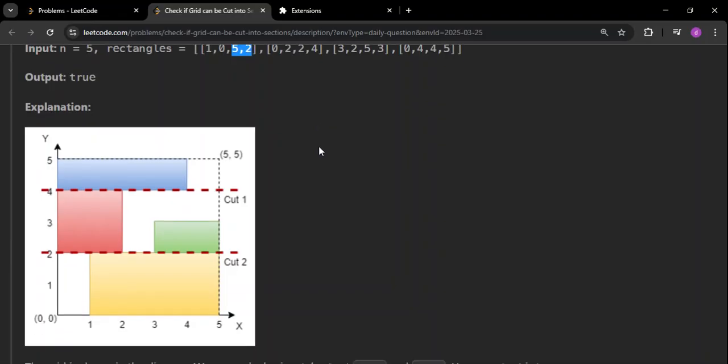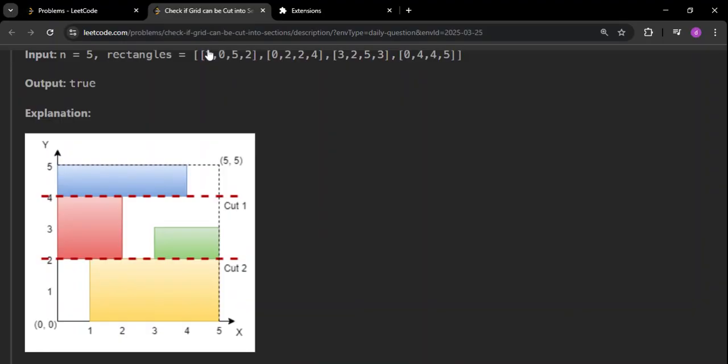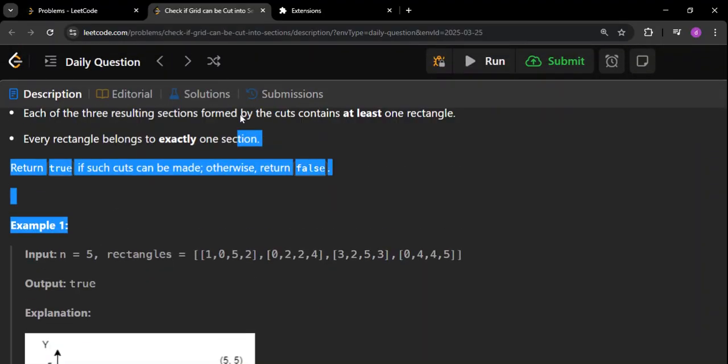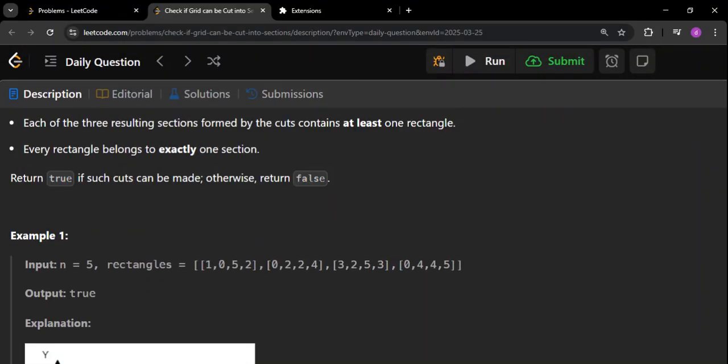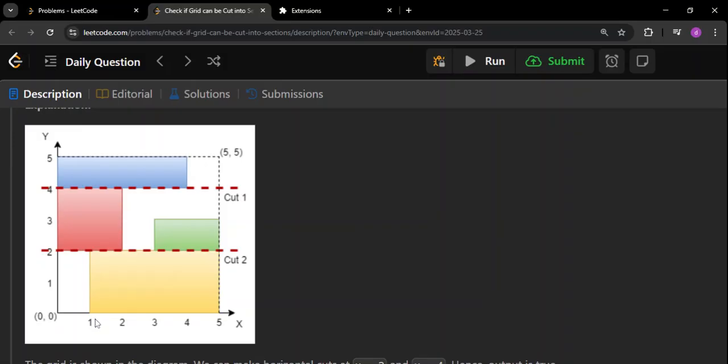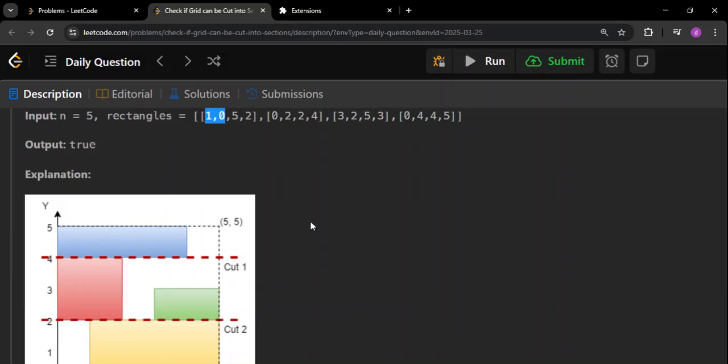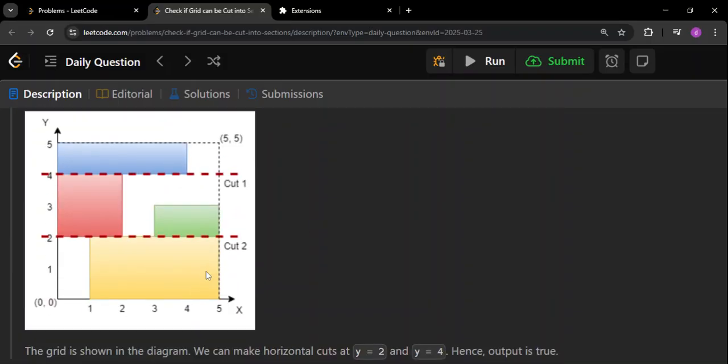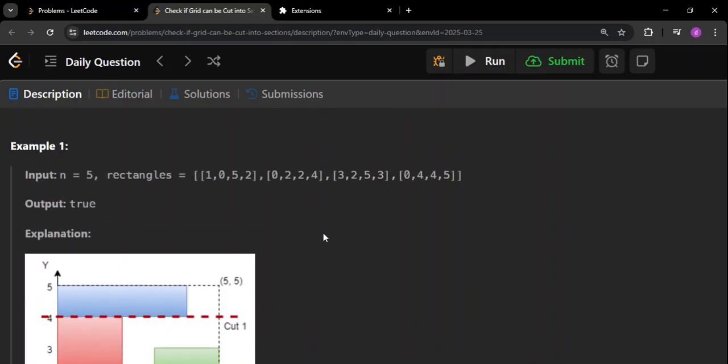So if you see, 1 comma 0, 1 is always the x coordinate. Okay, always the first one will be the x coordinate, the second one will be the y coordinate. Similarly, 5 is the x coordinate, 2 is the y coordinate, and for the first one, 1 is the x coordinate, 0 is the y coordinate. So 1 comma 0 lies here. This yellow box that you're seeing, the left bottommost corner for that is 1 comma 0. Similarly, 5 comma 2 is the right topmost corner for the yellow colored box. Okay, so that is how they are mentioning it for each rectangle.